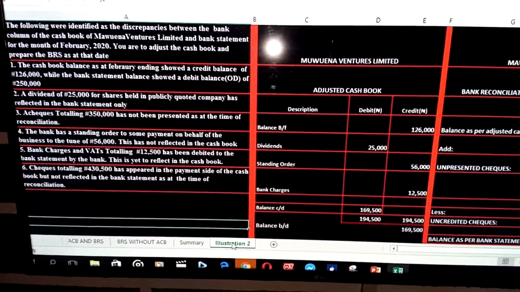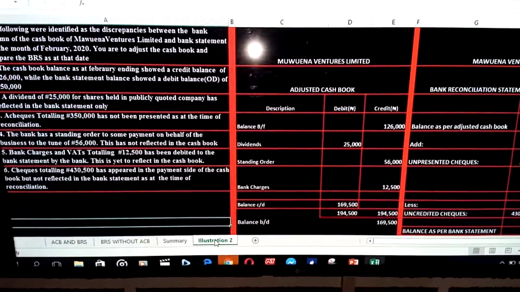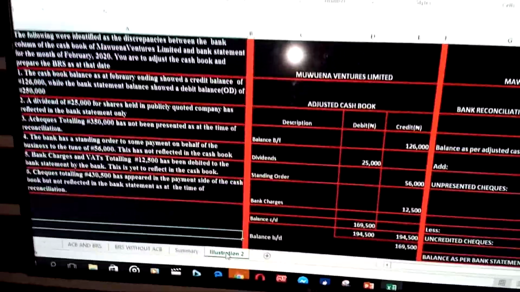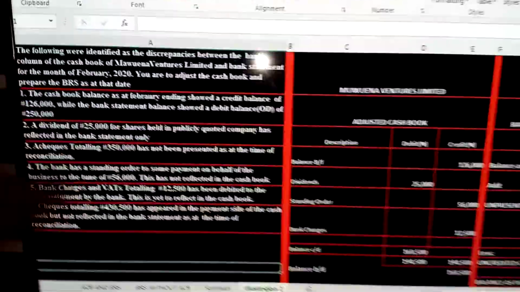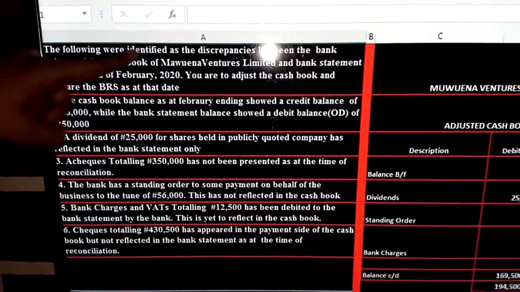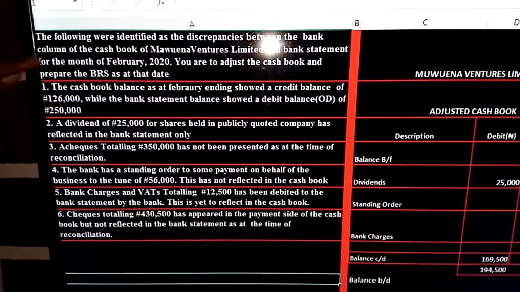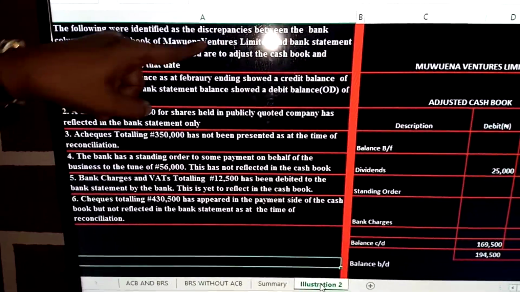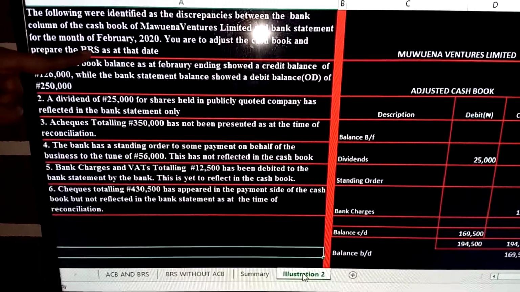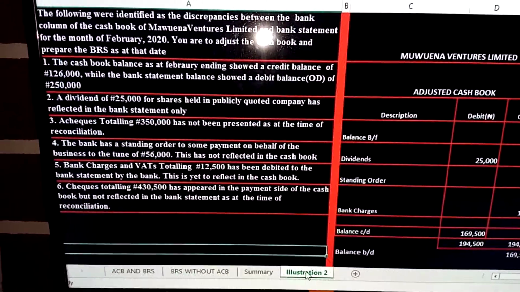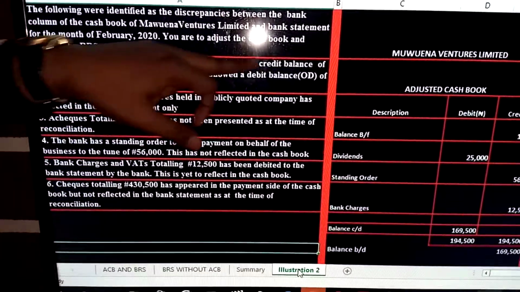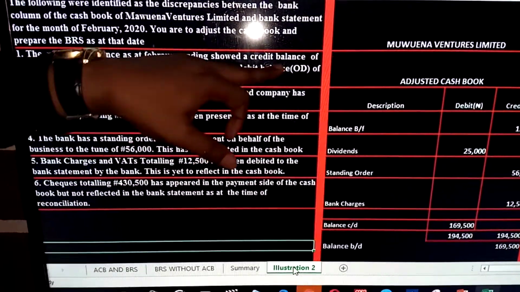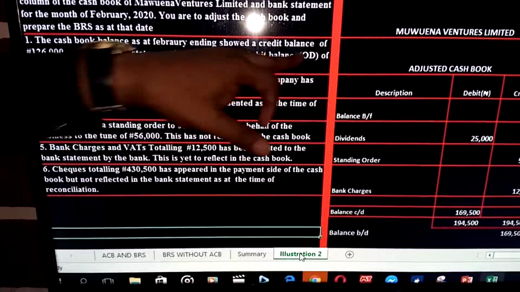So you add unpresented checks and less uncredited checks to the adjusted cash book balance. But first of all, you must adjust the cash book. So this is just a very simple question. They say the following were identified as the discrepancies between the bank column of the cash book of Mawena Ventures Limited and bank statement for the month of February 2020. You have to adjust the cash book and prepare the bank reconciliation as at that date. They said the cash book balance as at February showed a credit balance of 126,000, while the bank statement balance showed a debit balance of 250,000 OD. OD means overdraft.